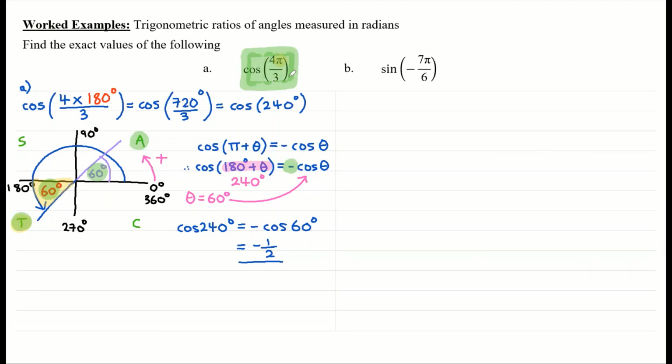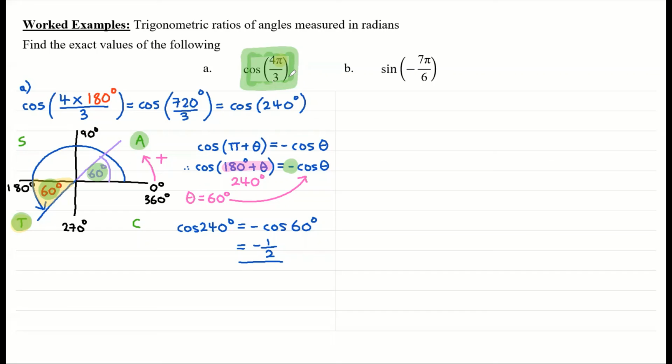Right, now you might be thinking, what is the point of all that? Well, it's just to allow you to appreciate how the CAST diagram works and the fact that we can switch between radians and degrees quite easily. All right, I'll show you how to convert from degrees to radians on your calculator in a separate video. Okay, so we'll leave that for now and we'll just write the answer without using the calculator.